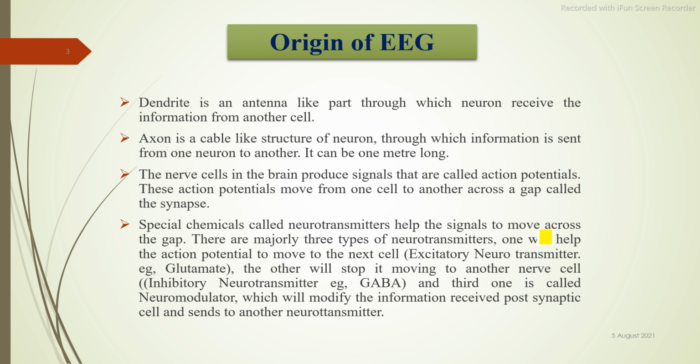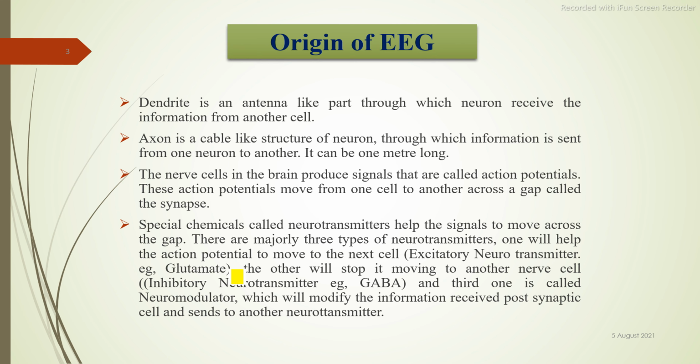Basically, there are three different kinds of neurotransmitters. The first one we call an excitatory neurotransmitter. What does this excitatory neurotransmitter do? The excitatory neurotransmitter is the one which helps the action potential, or the signals, move from one cell to another cell. Before going to the next one, let us see an example of an excitatory neurotransmitter. The example of an excitatory neurotransmitter is glutamate.